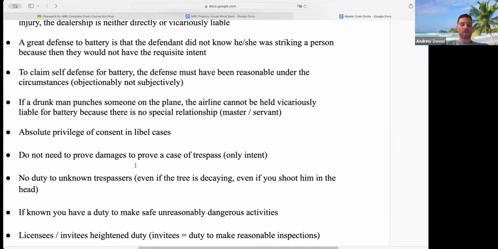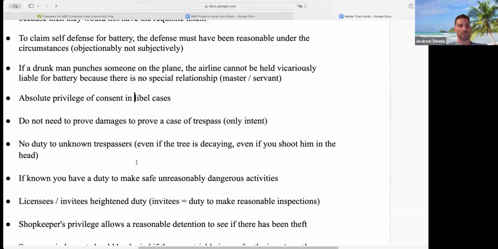You do not need to prove damages to prove a case of trespass, only intent. So trespass is just the act of invading someone's property. Whether or not there's damages is a different question. There's no duty to unknown trespassers. So even if the tree is decaying, even if you shoot them in the head, if they're unknown trespassers, that's not your fault. The only duty you have is not to intentionally cause harm to people who would invade.